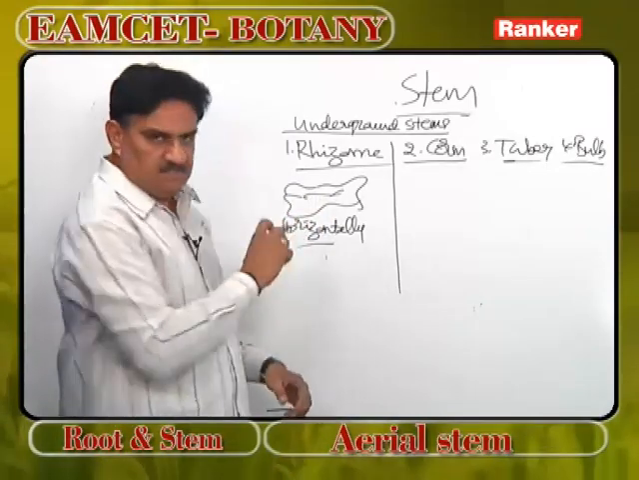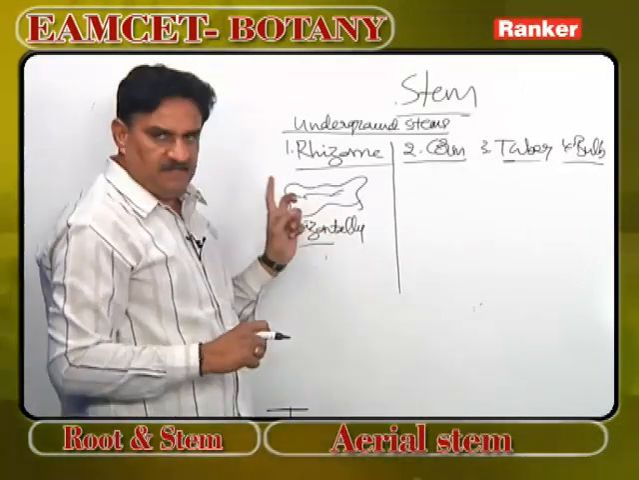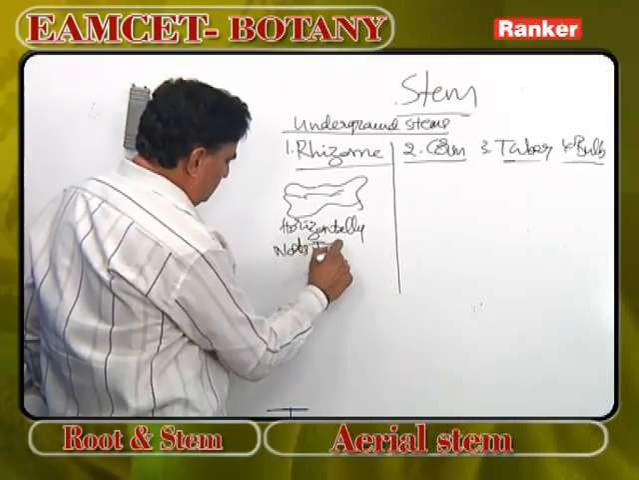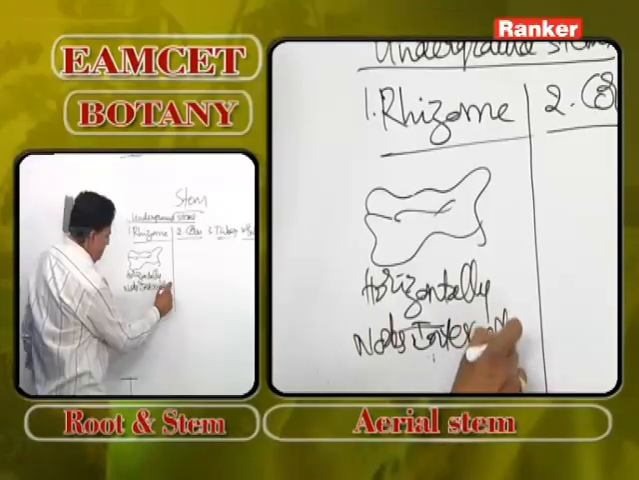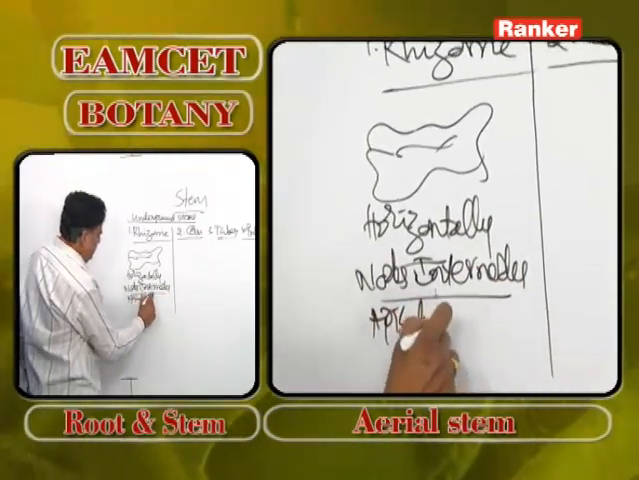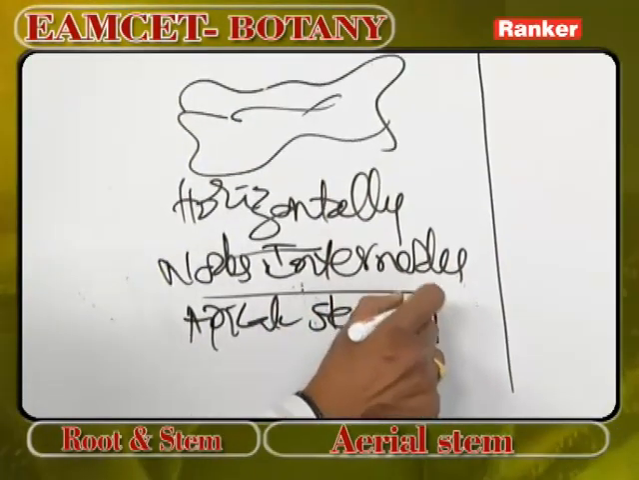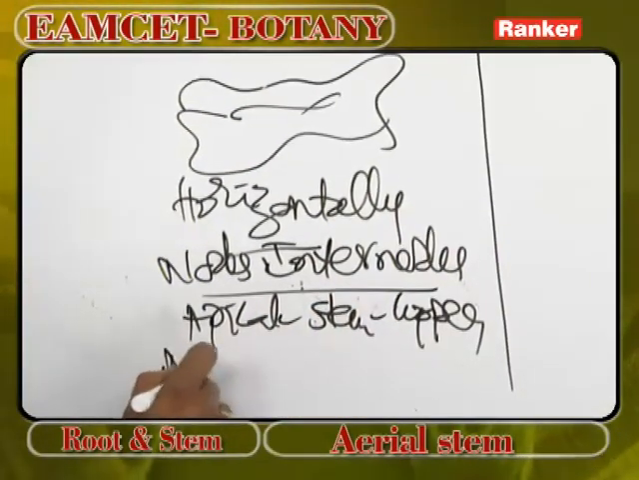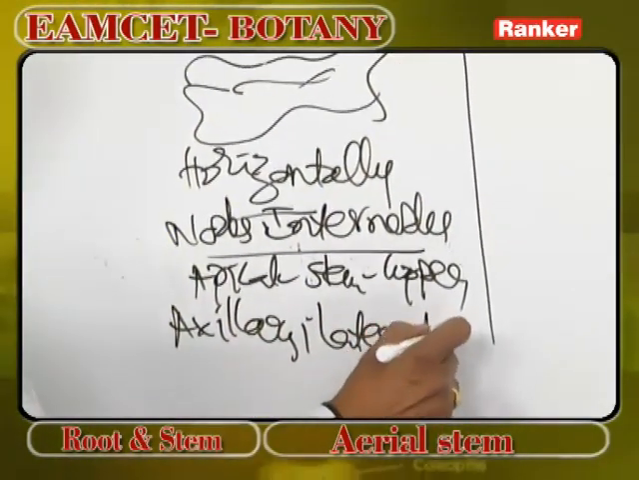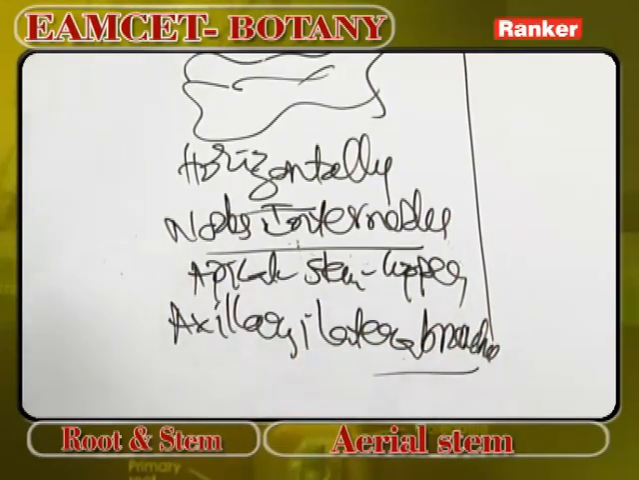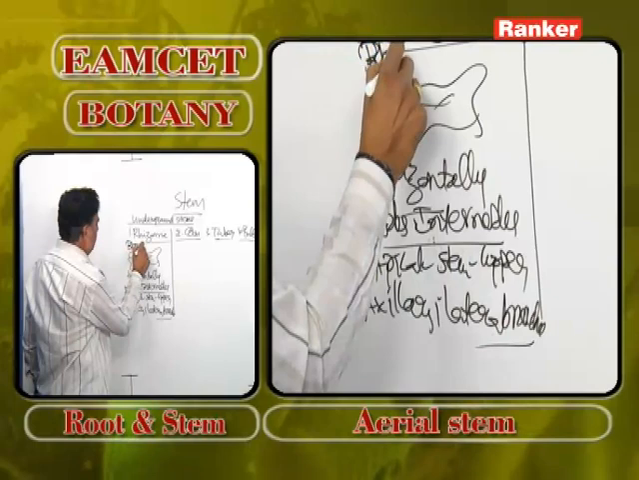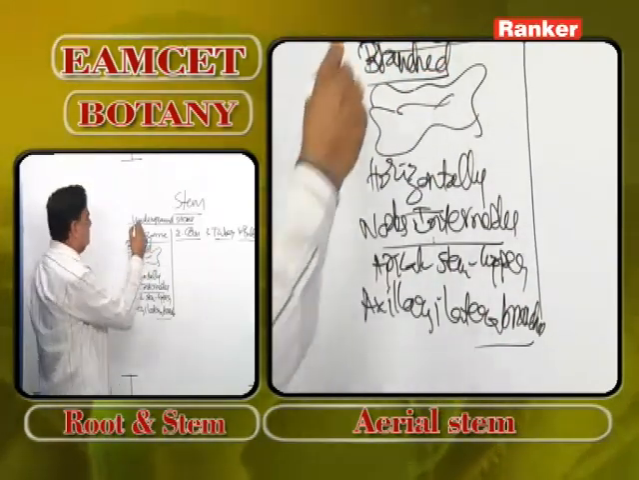So, rhizome grows horizontally in the soil. It is dorsiventrally differentiated. It shows nodes, internodes, scale leaves, apical and axillary buds. The apical bud produces aerial stem on the upper side, that means dorsal side. The axillary buds produce lateral branches. The lateral branches also grow horizontally and they also store food material and make the rhizome very much branched.